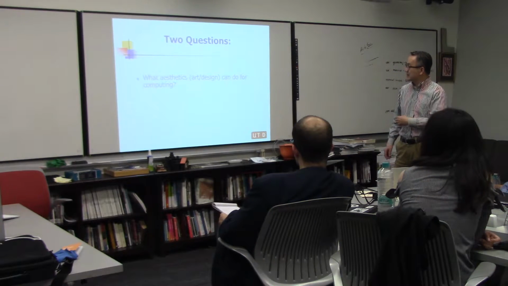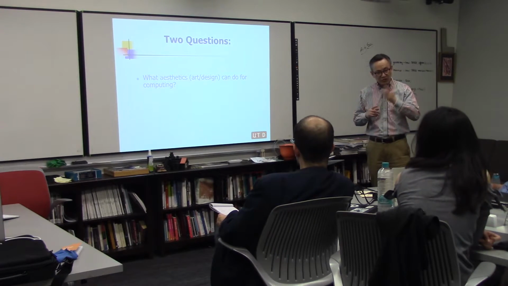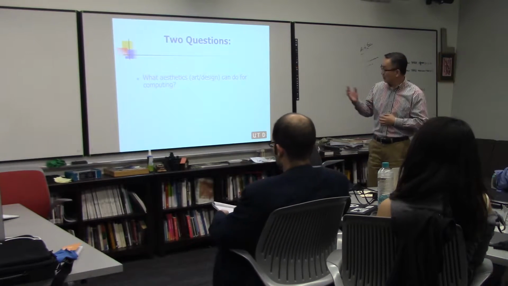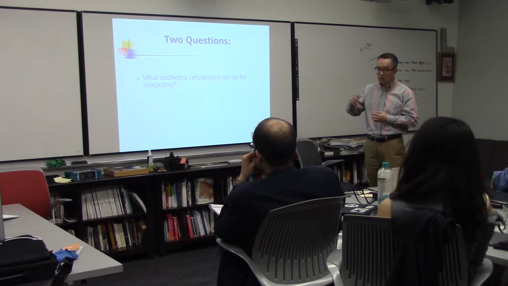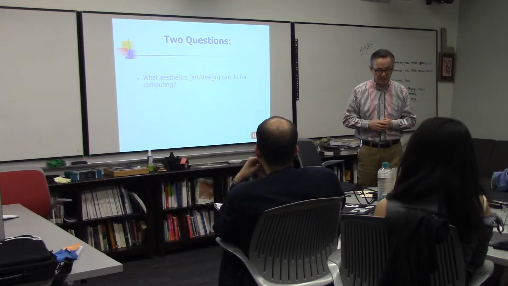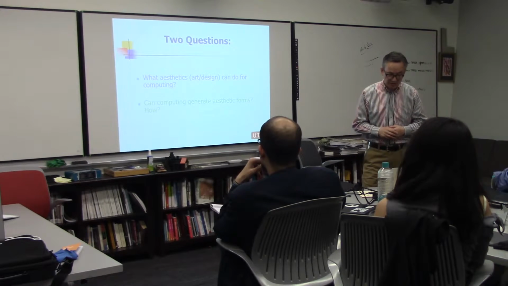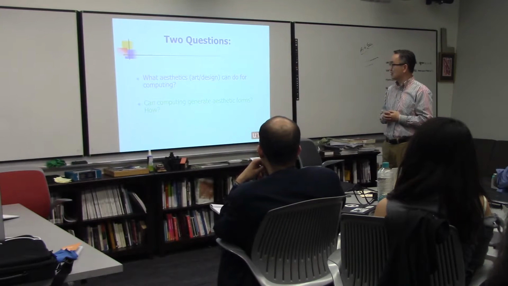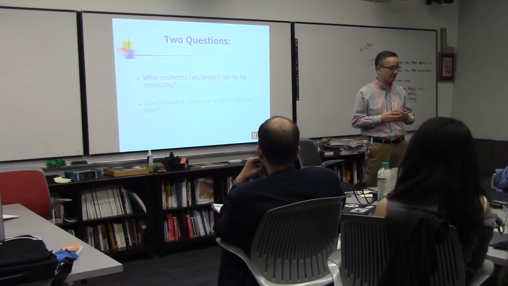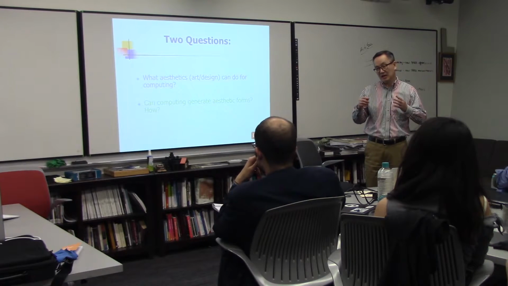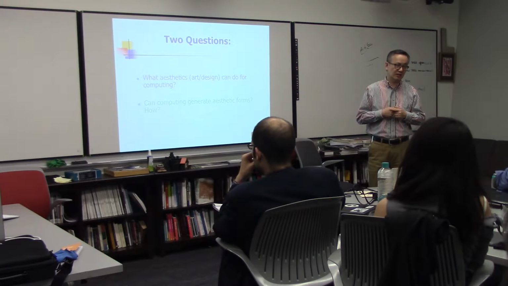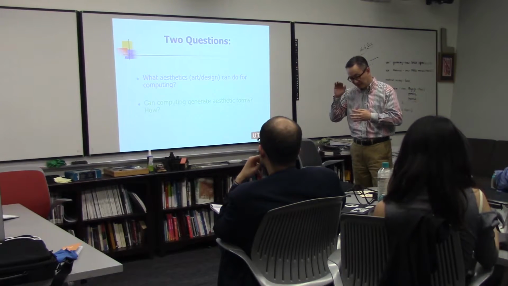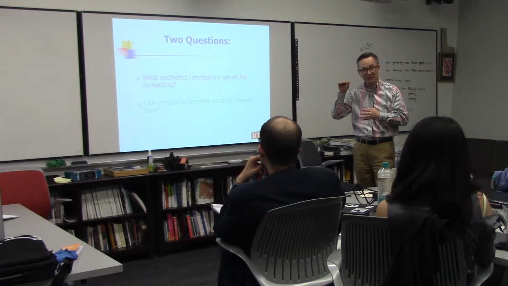Basically, I want to pose two questions. One is what aesthetics, or in general, that includes art and design, can do for computing activities? The second question is, can computing or computers generate aesthetic forms, and if so, how? Right. So actually, we're talking about two directions: one is from art and design to computing. The other is the reverse direction.